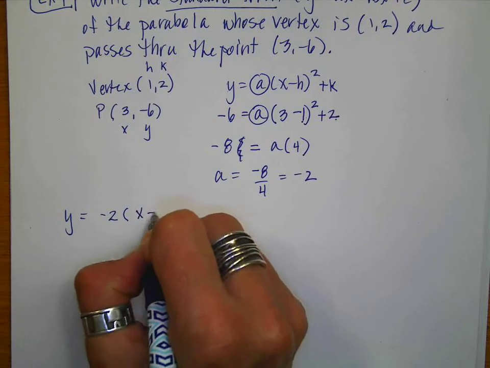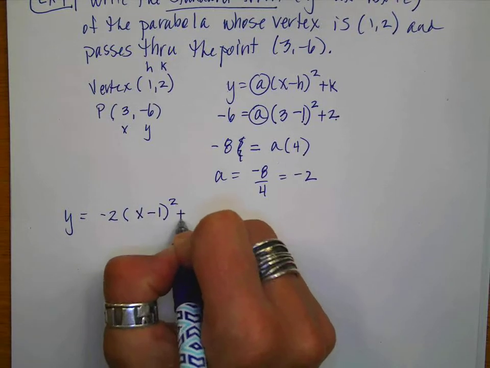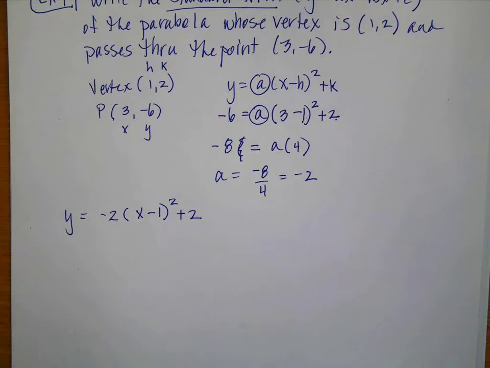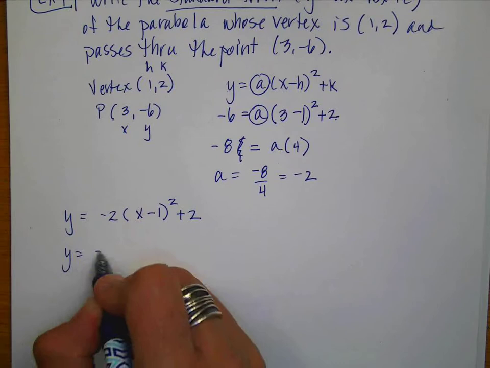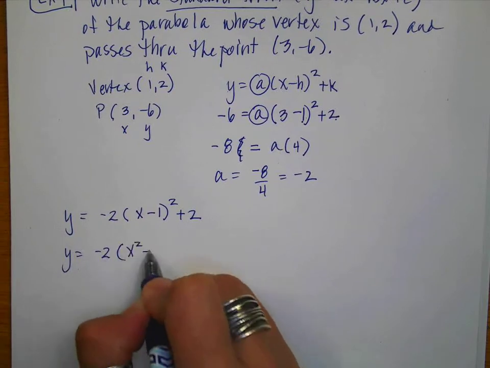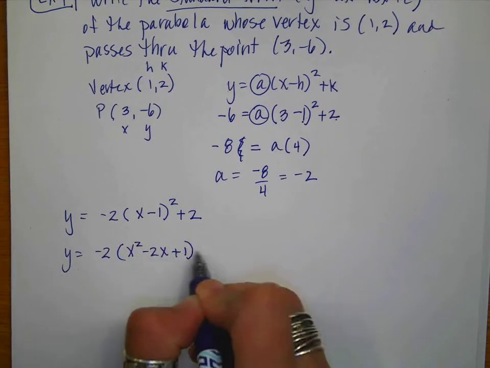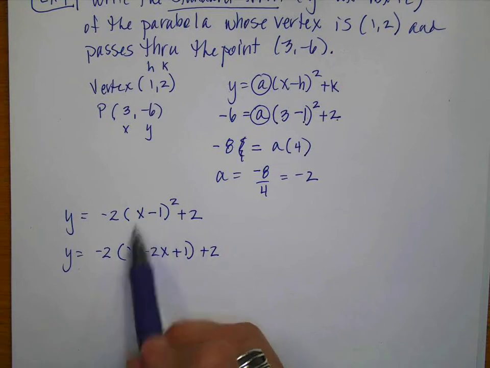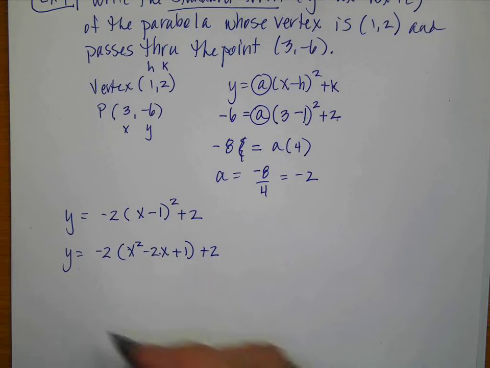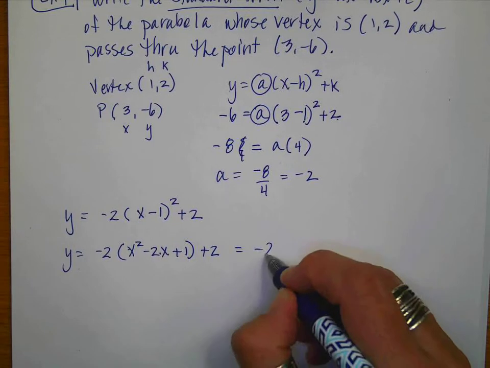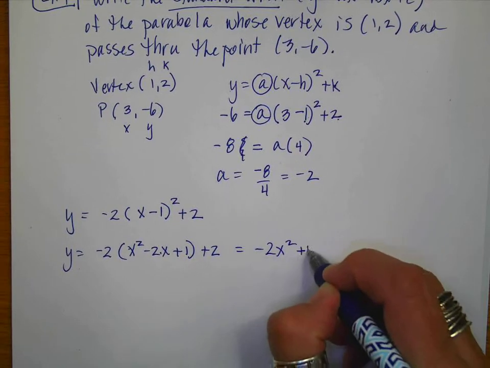So y is equal to a negative 2, and then I had (x minus 1) quantity squared plus 2. And now I need to put it in standard form, so I'm just going to distribute. So y is equal to a negative 2, x squared minus 2x plus 1, plus 2. Remember, I square the first term, multiply those two together and double it, square the last term.